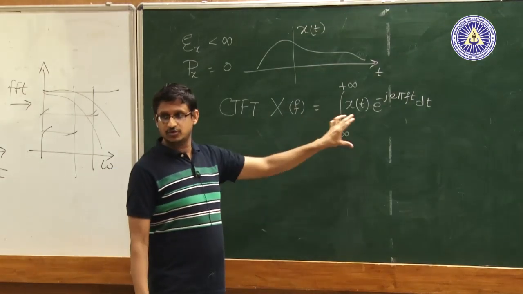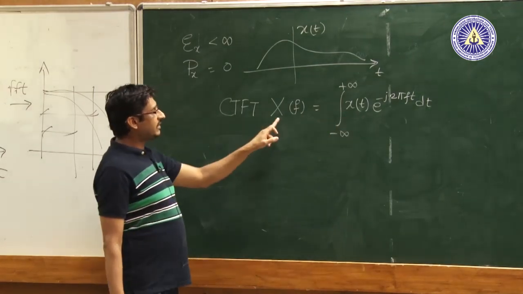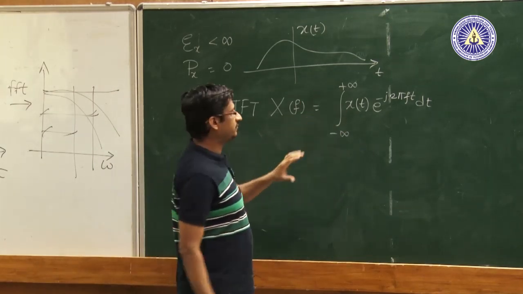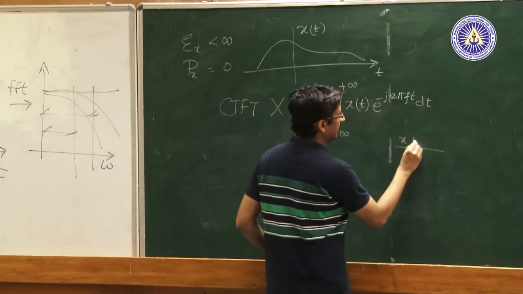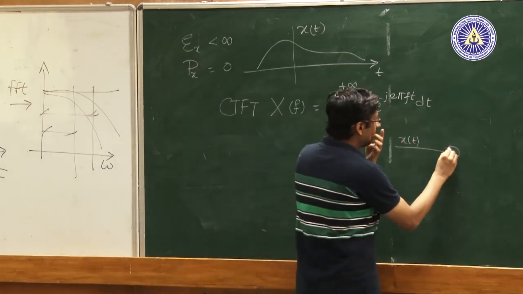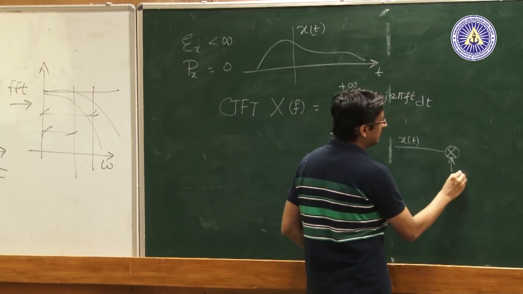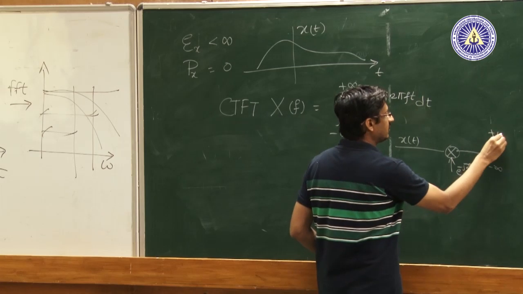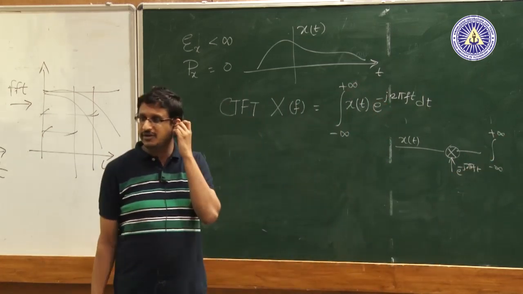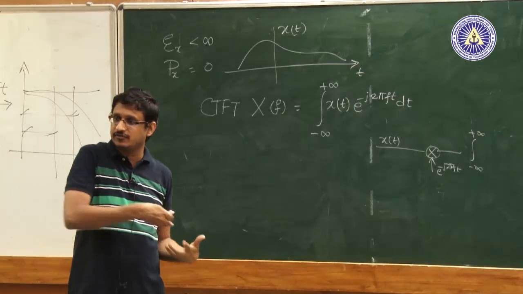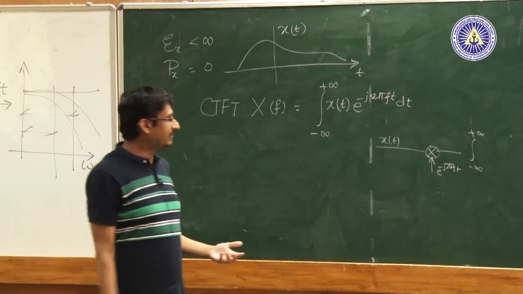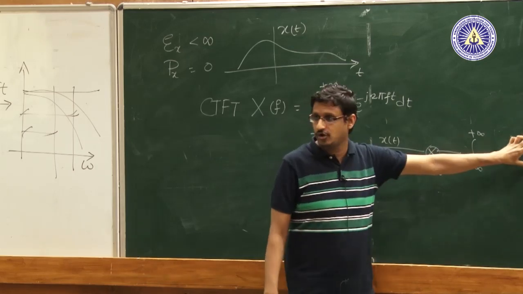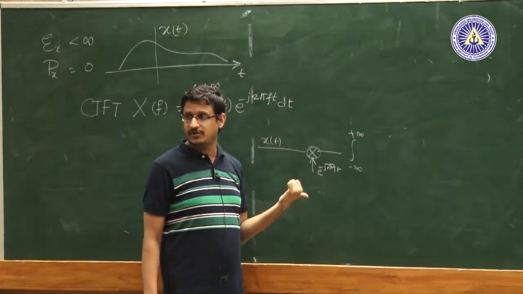But some points to note here. Let us first look at what this means physically. It simply means the same thing as earlier: I have x of t, I multiply it by e power minus j 2 pi f t and then integrate over the entire range. But here I can't really use the low pass filtering idea, because these signals go all the way from minus infinity to plus infinity. In the previous case for a n and b n, we interpreted this integration as a low pass filtering operation. Here I can't do that.